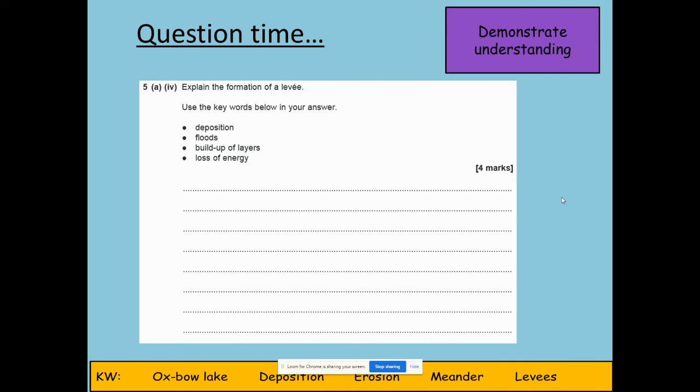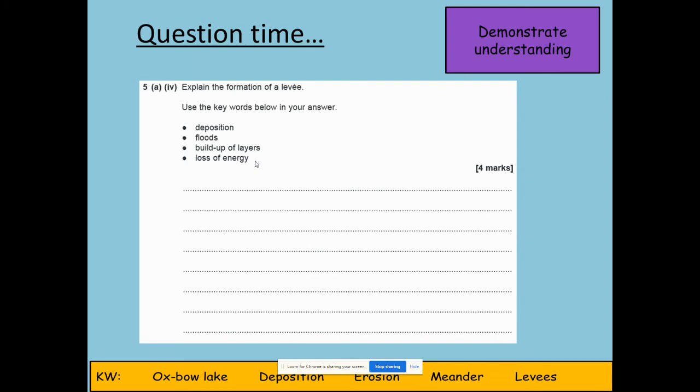Right, so hopefully you've made notes on those videos and you've started to get a much better idea as to how a levee forms, which will be really useful because I've got another 4-mark question for you. Explain the formation of a levee. As you can see, it encourages you to use keywords that are listed in your answer. So deposition, floods, so that's obviously an event that takes place in the formation of a levee, build-up of layers and loss of energy. Hopefully that Mrs. Geography video in particular will be really helpful to enable you all to get some really corking answers for this.